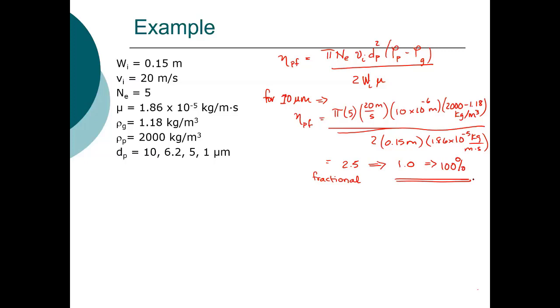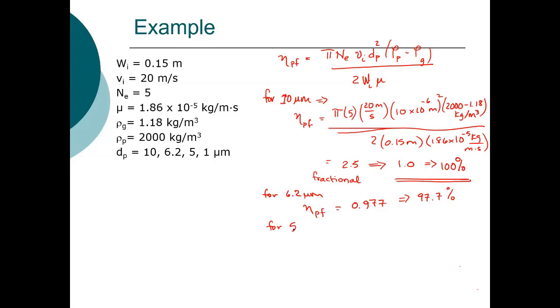So for instance, if we look at the 6.25 micron, everything is the same except, and I forgot the squared term here. So everything is the same except the diameter. So there, for the 6.25 microns, the numerical answer that you will get is 0.977. So that corresponds to 97.7%.